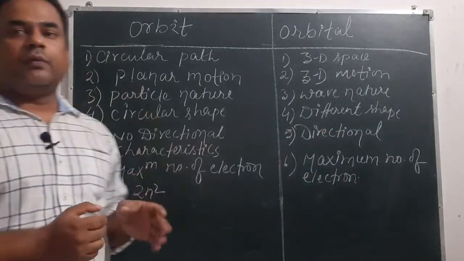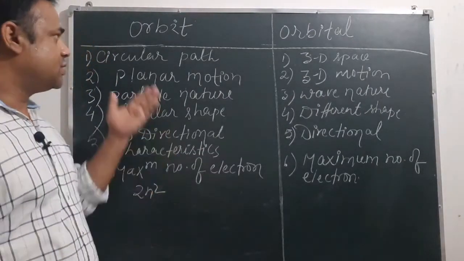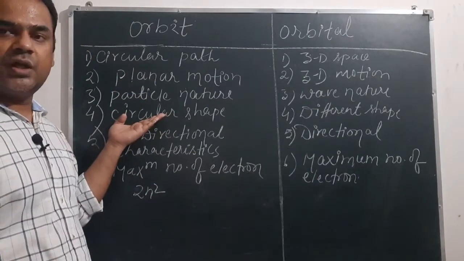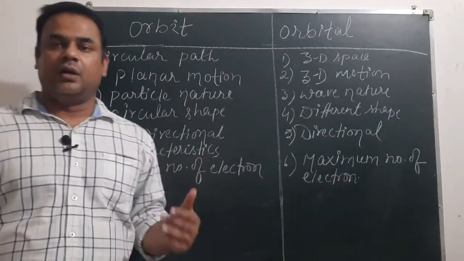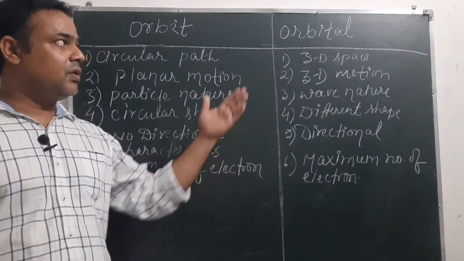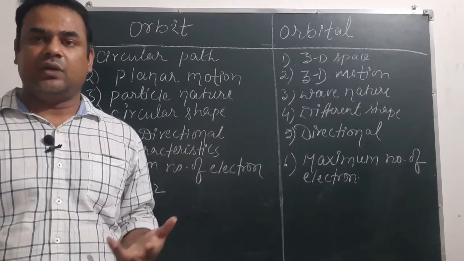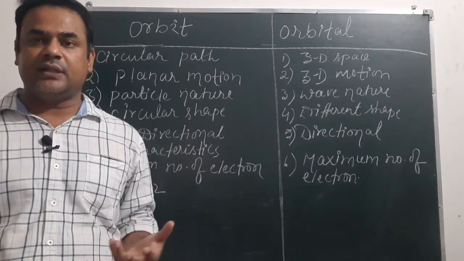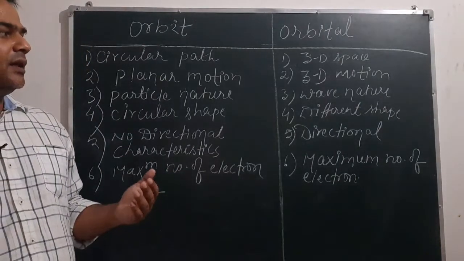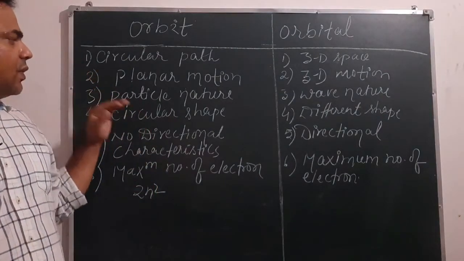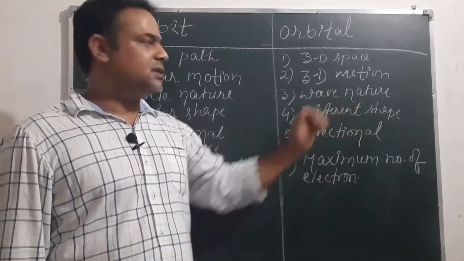If we talk about the shape of orbit, in the first point you have already seen it is a circular path. So the shape of orbit will be circular. But the orbital has different shapes. In the next video lecture we will study the different shapes of orbitals. For example, the s orbital has a circular shape, the p orbital has a dumbbell shape, and the d orbital has a double dumbbell shape. So different orbitals have different shapes. In case of orbit, the shape is fixed, always circular, but in case of orbital, different orbitals have different shapes.